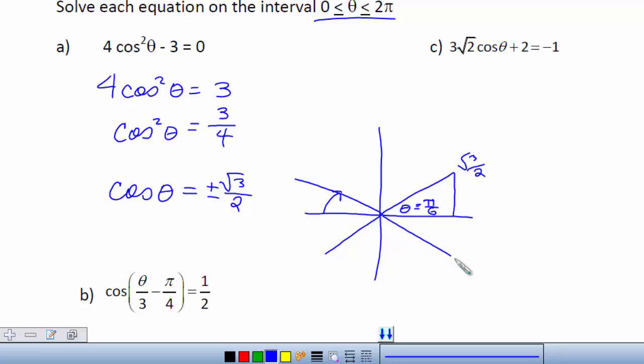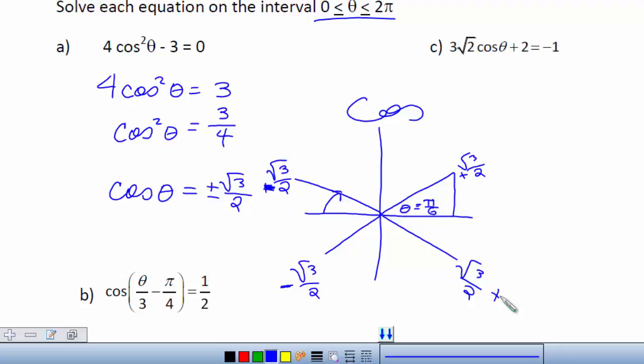Does this look familiar? Y'all remember all of this? Everywhere where I have a reference of pi over 6, it's either going to be plus or minus root 3 over 2 when I take the cosine of it. Okay, in quadrant 1 it's positive. In quadrant 2, we're talking about cosine, so it's negative. In quadrant 3, it's negative. And over here, it's positive. Does everybody understand how I use the reference angle to find those spots?